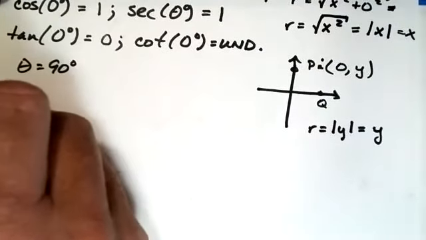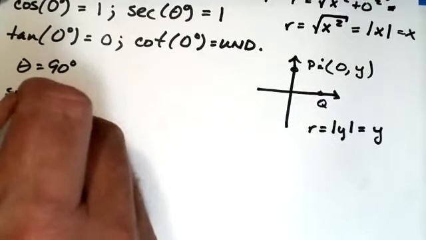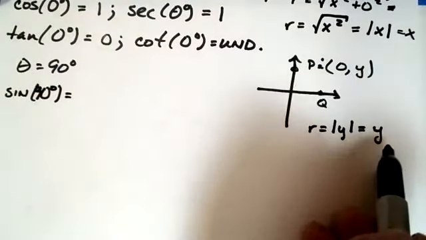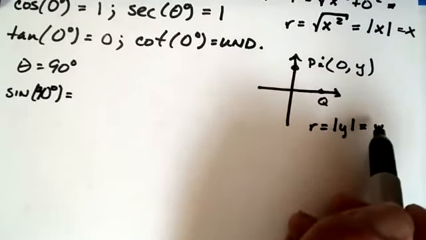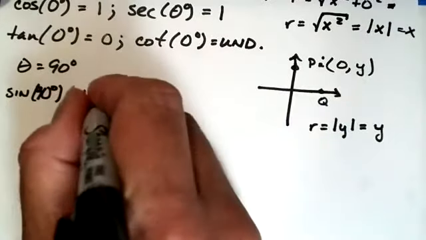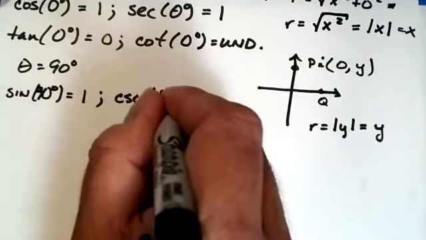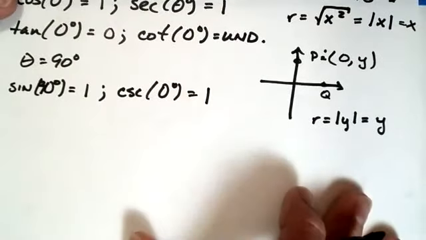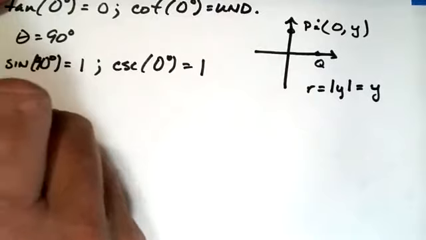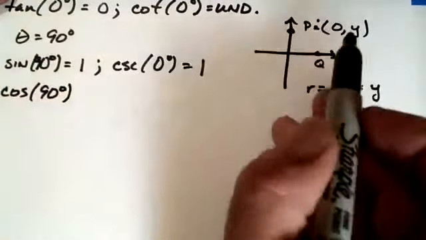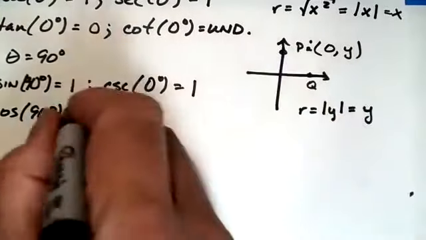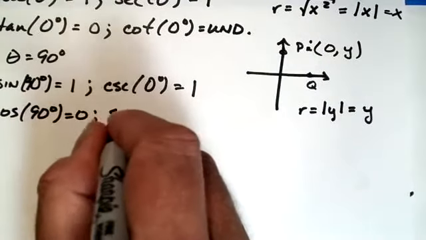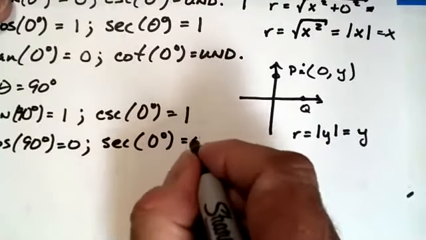So sine of 90 degrees is equal to Y over R, which is just a number divided by itself, not 0. Some positive number divided by itself is just going to be equal to 1. So cosecant, which is the reciprocal of sine, will also be equal to 1. Now, what about cosine of 90 degrees? Well, cosine, remember, is X over R. So 0 over some positive number is just going to be equal to 0. And therefore, secant, similar to what happened up here, will be undefined.